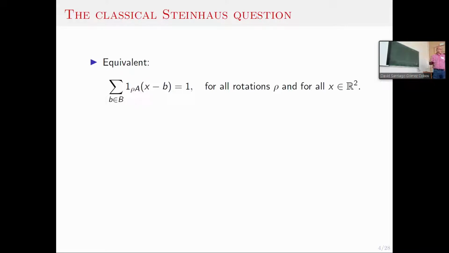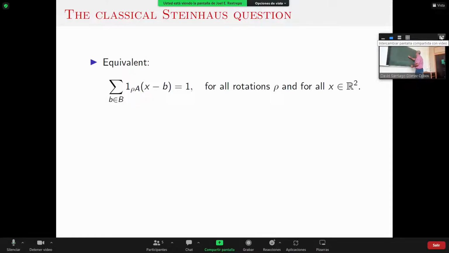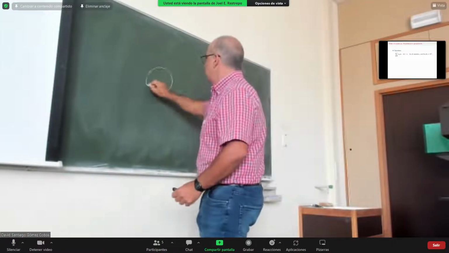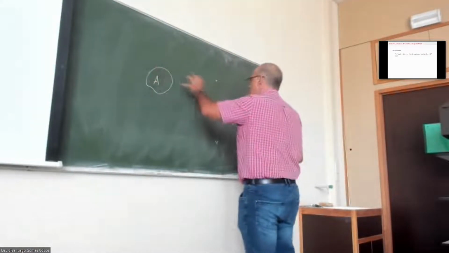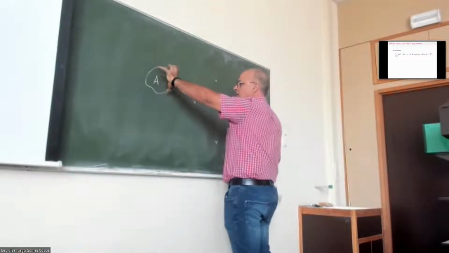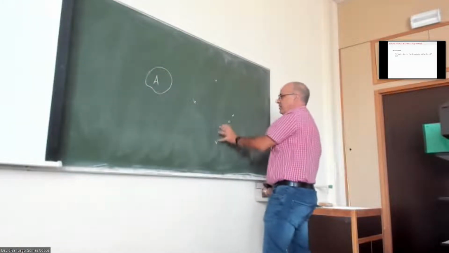Now, written like this, we recognize this as a tiling problem. So rho A is the tile, B is the set of translates. We want rho A to tile with B no matter what rho is. So you have a fixed set of translates. This is the set B. And you have your set A. If you take A and you place it here, it will tile. But also, if you take A, turn it arbitrarily, and then you place it here, it will still tile.